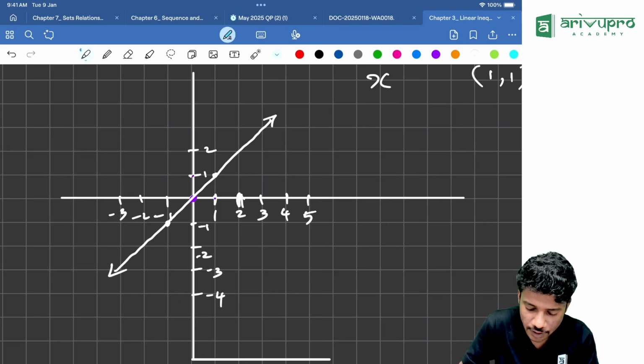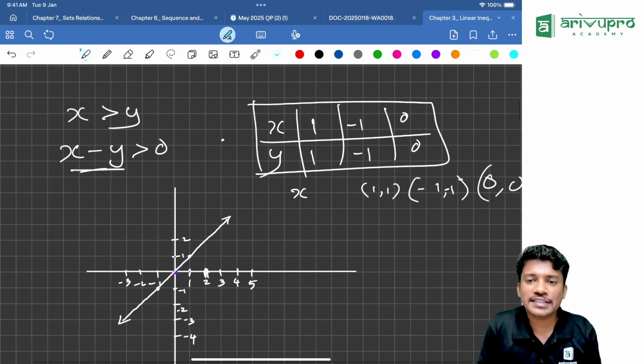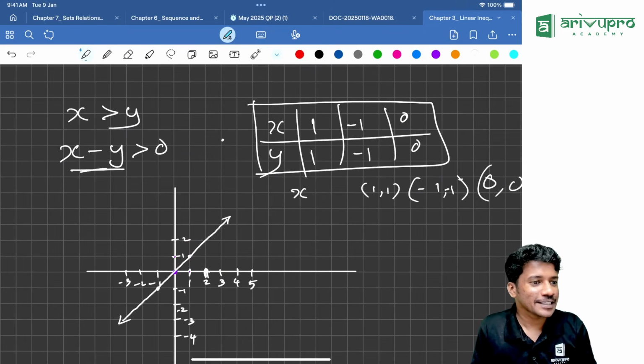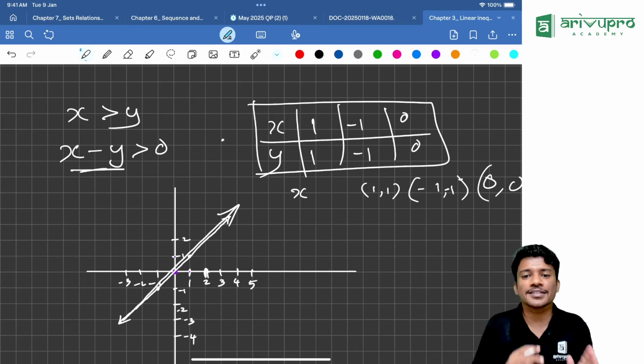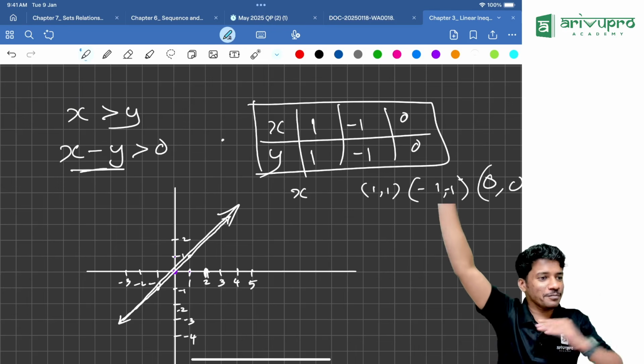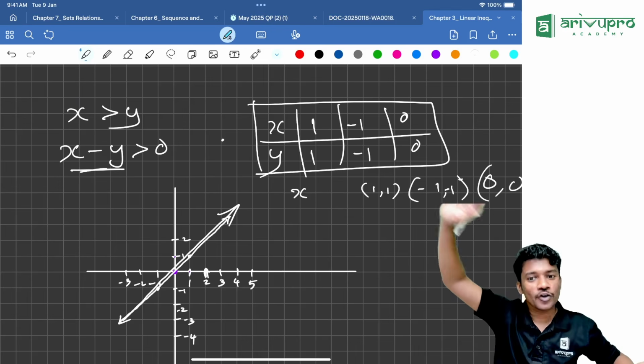Correct? Now, are the signs of x and y opposite? Yes, that means it is going in the north east direction, from bottom left to top right.